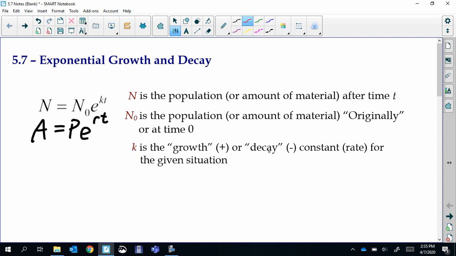k is called the growth constant, and that's growth when it's positive. It's decay if it's negative. N is the final amount, just like it was with money, and N naught, just like principal, is the starting amount.